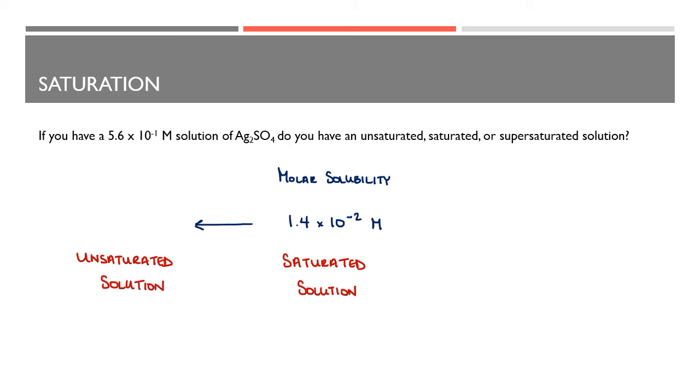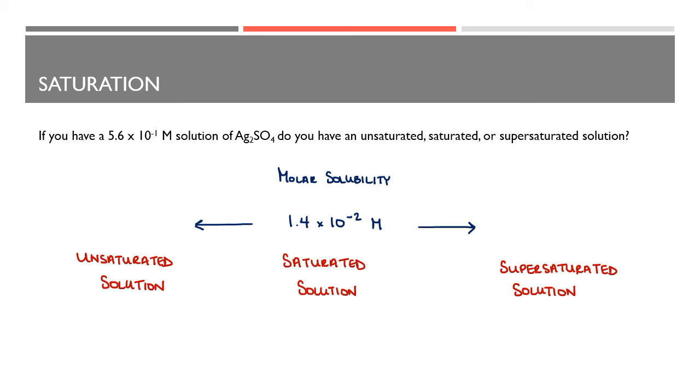And on the reverse side of this, if we're given a value that is more than the molar solubility, what we have is a supersaturated solution. Under specific conditions, specific temperatures and pressures, we can actually have a supersaturated solution, meaning more solute is dissolved than what the solution should be able to hold. That's a supersaturated solution. So where does this value fall?